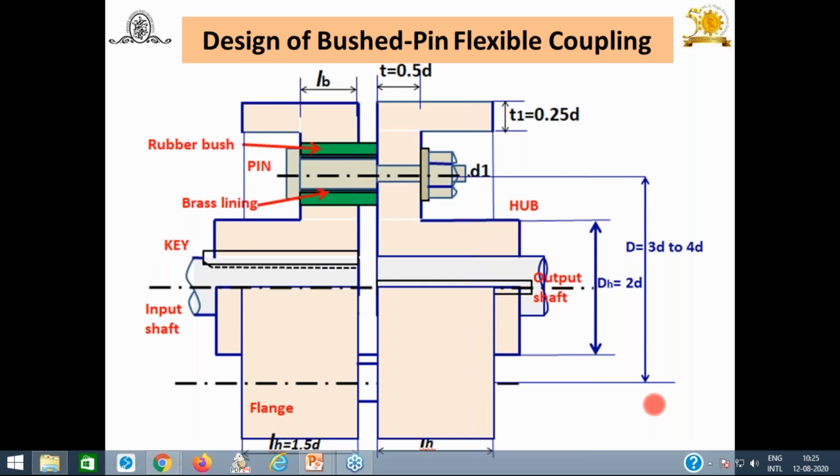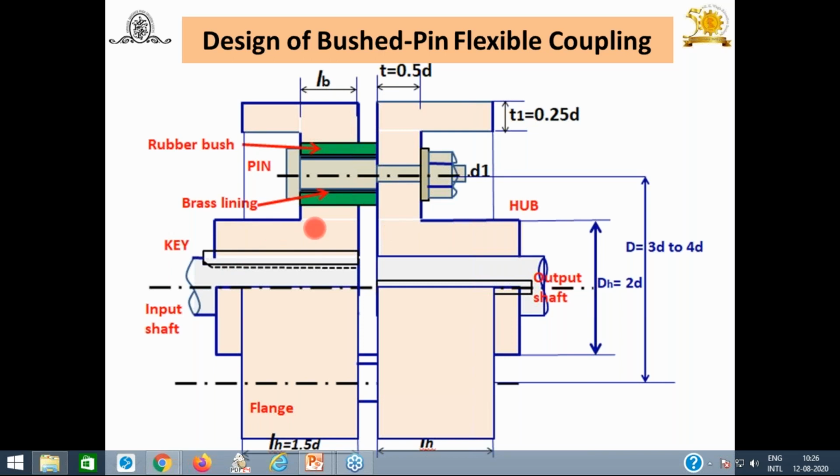Now compared with rigid flange coupling, there is some difference in construction of the input flange and output flange. In case of rigid flange coupling, you will find the dimensions of the input flange and the output flange are the same, but here you will find the dimensions are somewhat different. Now look at the diagram. This is the input shaft, this is the output shaft, and this is the input flange, and this is the output flange.